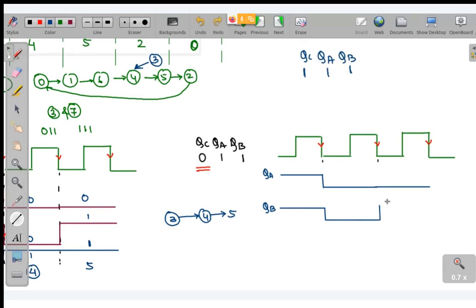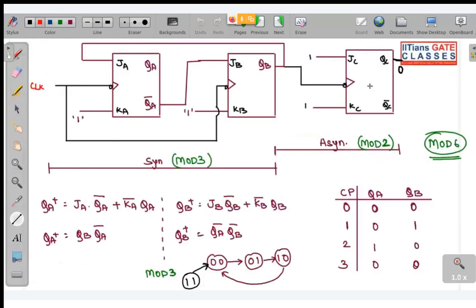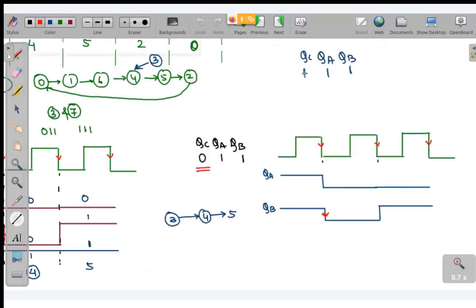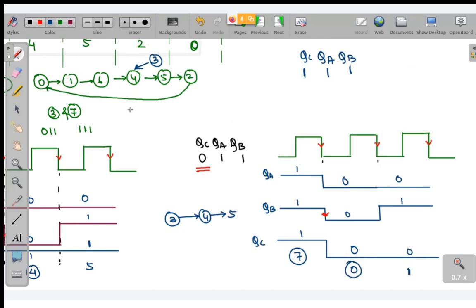Now look, once again the negative edge of QB acts as the trigger for the C flip-flop. The initial state of QC over here is 1, so it will toggle to 0 and stay at 0 because there are no more negative edges. So this is 1, 1, 1, this is 0, 0, 0, and once again 0, 0, 1. This is 7, then 0, and then 1. So if we start from 7, we are going to 0.